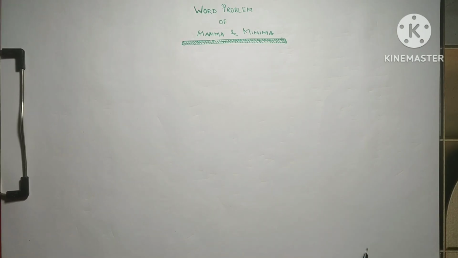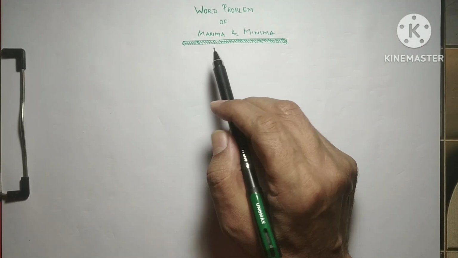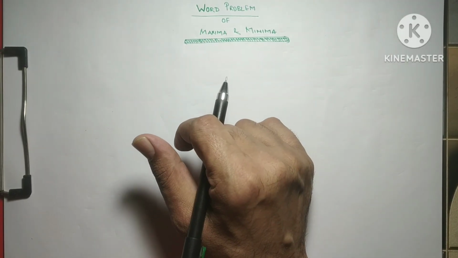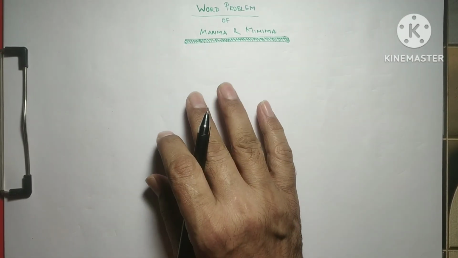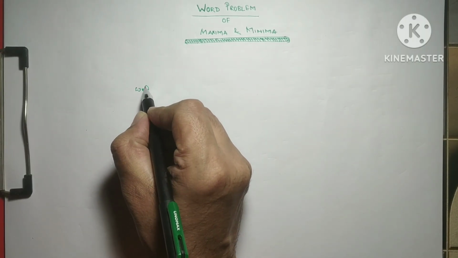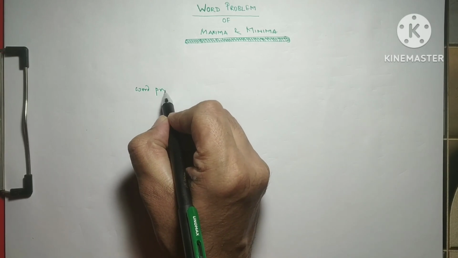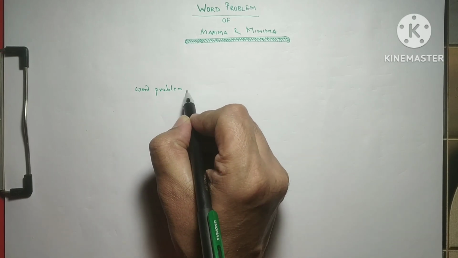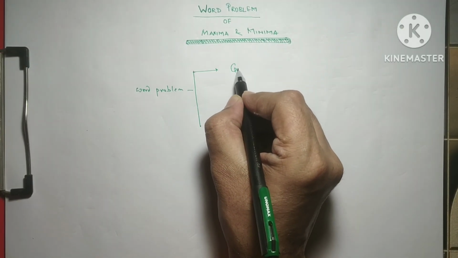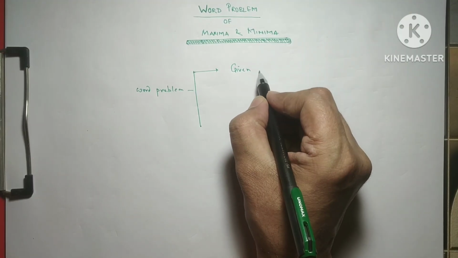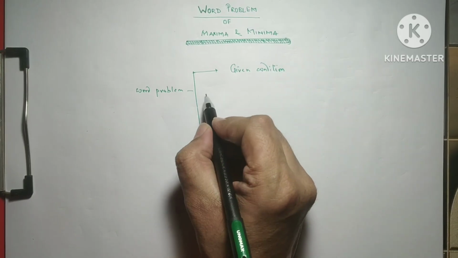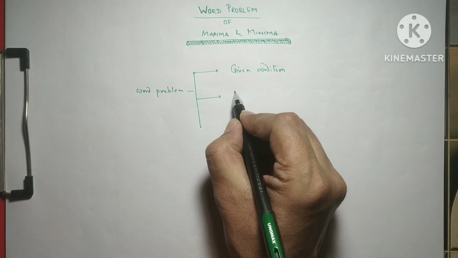Hello guys. Now this time we are taking the word problems of maximum minimum. In case of word problem, we have three things in this question. So a word problem gives three informations. Number one, this is a given condition, given information, given condition, and second is proving condition.